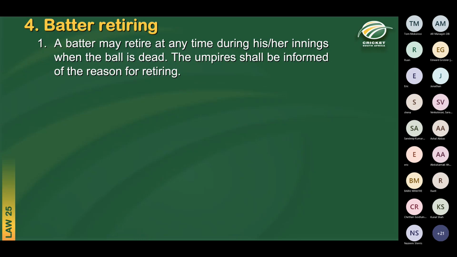I spoke about a batter retiring. The law says that a batter may retire at any time during his or her innings when the ball is dead. The umpires shall be informed of the reason for retiring. Why this is important is because the scorers, if the batter does not return to bat, will write retired out or retired hurt as per the reason given for the retirement of the batter.